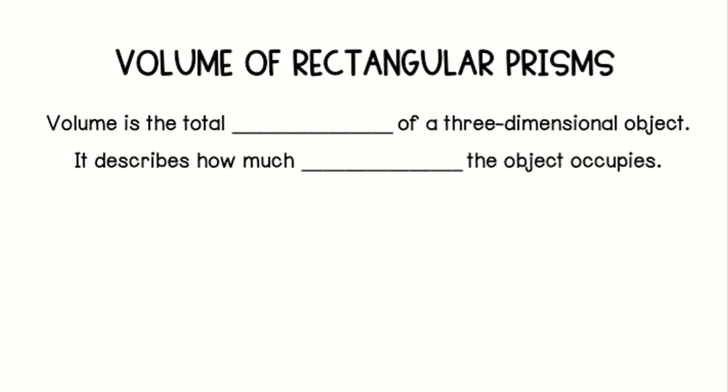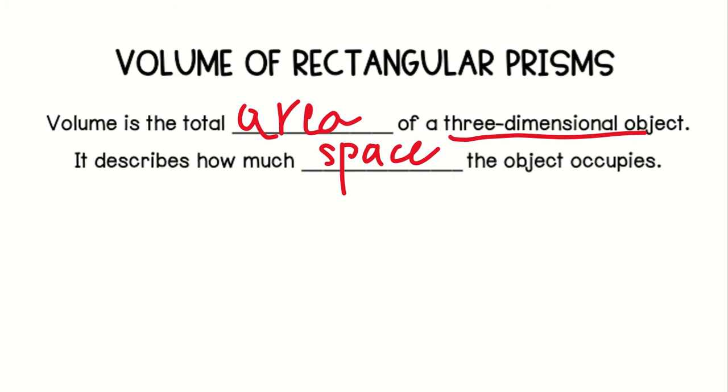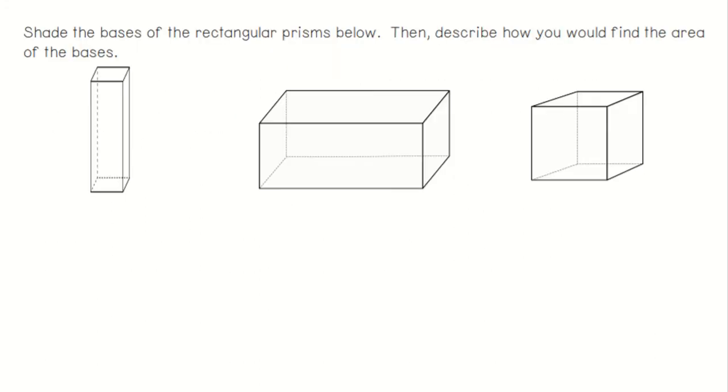Okay, some definitions to start us off. Volume is the total area. It is like area, remember I did say this before, but it is area of a three-dimensional object. It describes how much space an object occupies. Next, this says to shade the bases of the rectangular prisms below. Then describe how would you find the area of the bases.